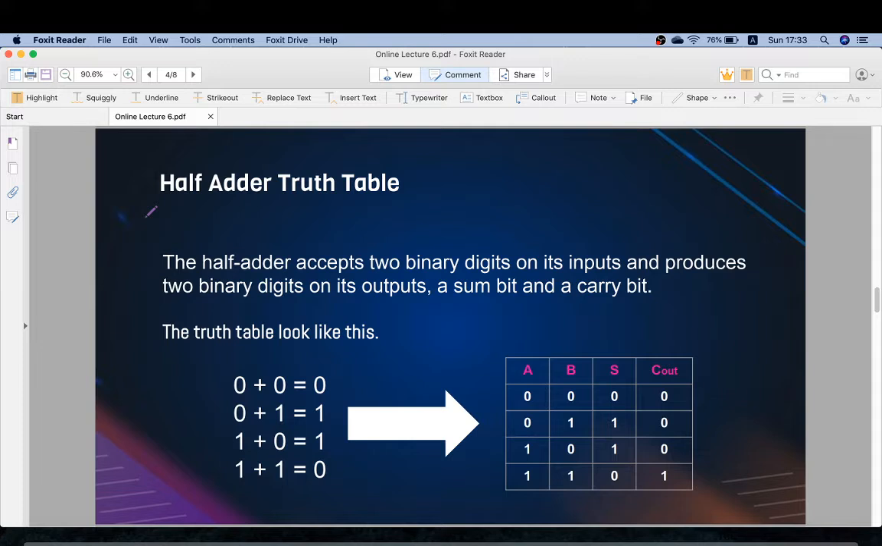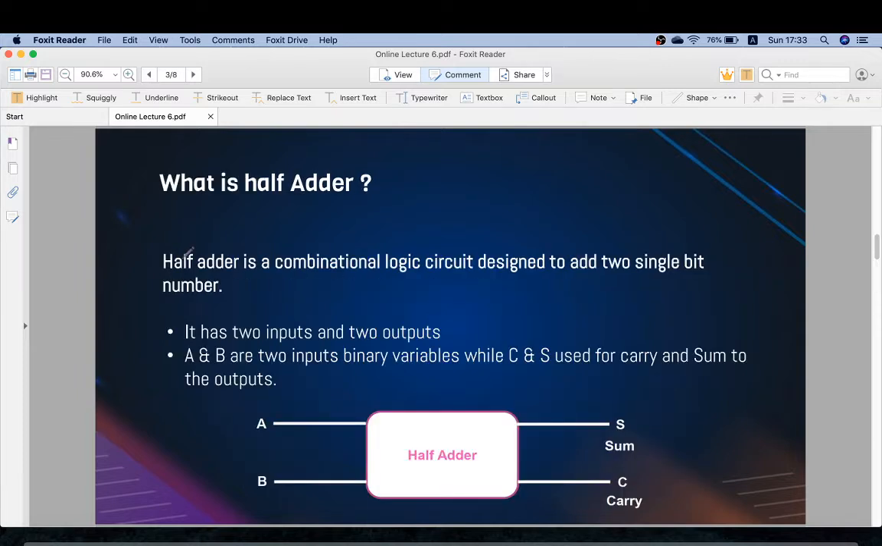The fourth step was to make the truth table for your logic. The fifth step was to make the K-map from your truth table, and the final step was to make the logic diagram. So while designing the half adder we will also use the same designing steps. Let's start from the first step.